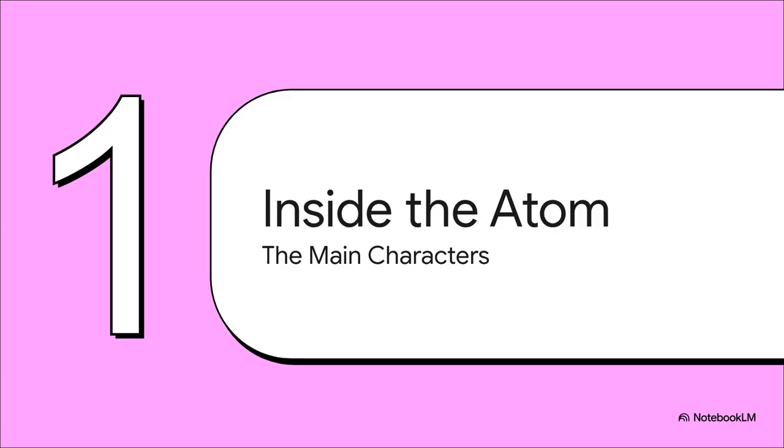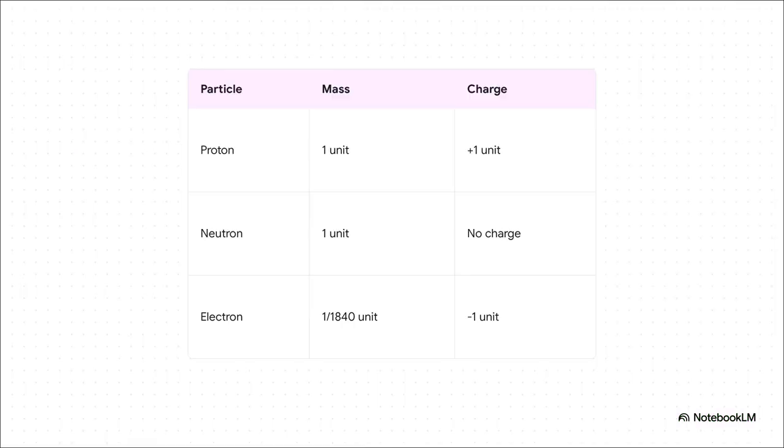And to really get a handle on that glue, we first got to meet the main characters in our story, the tiny particles that make up every single atom. So, inside the atom's core, you've got the heavyweights, the positive proton and the neutral neutron. But the real star of our show, the particle that makes all the action happen, is the tiny, negatively charged electron. It's this clash of personalities, especially their charges, that really sets the stage for everything.